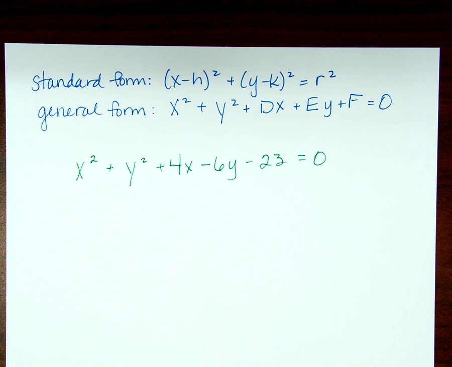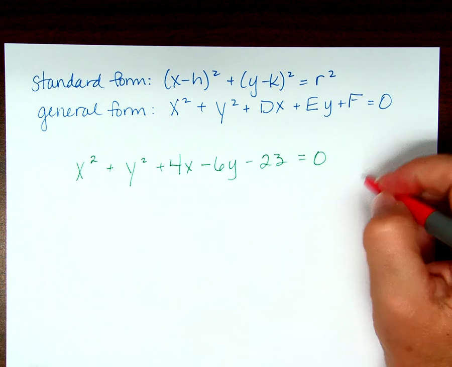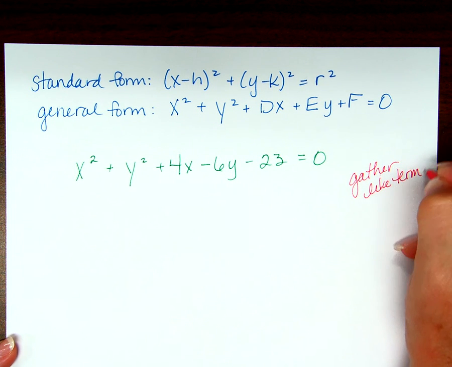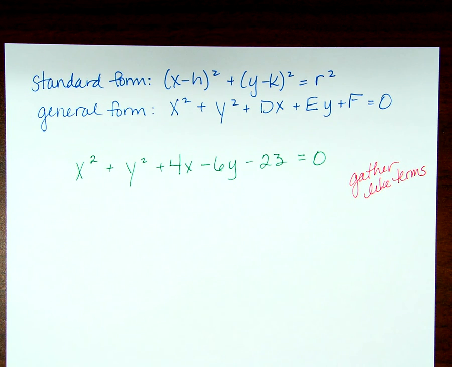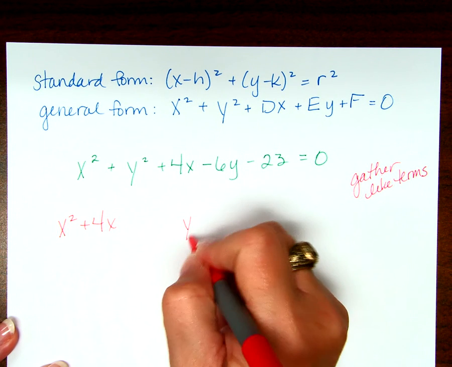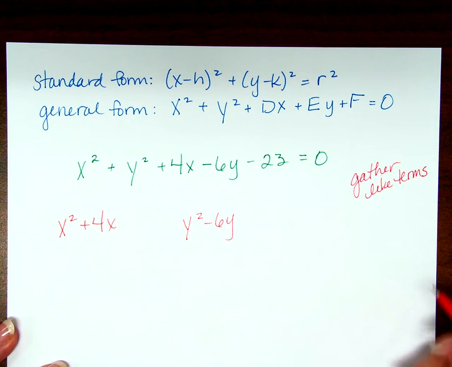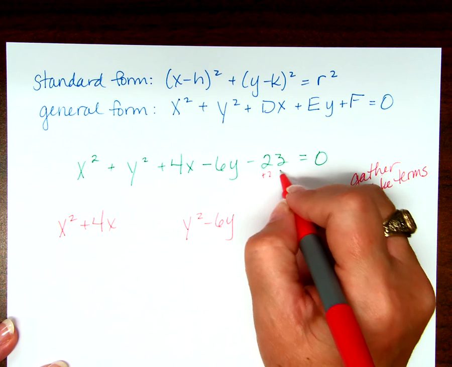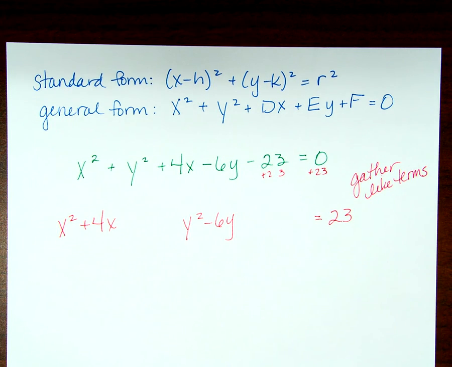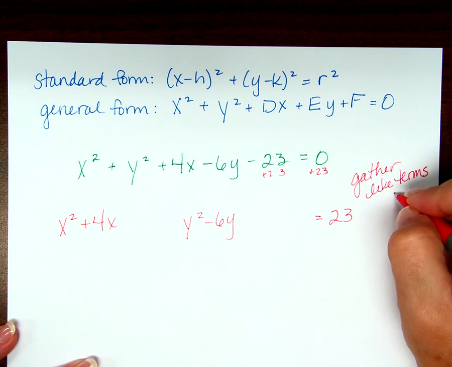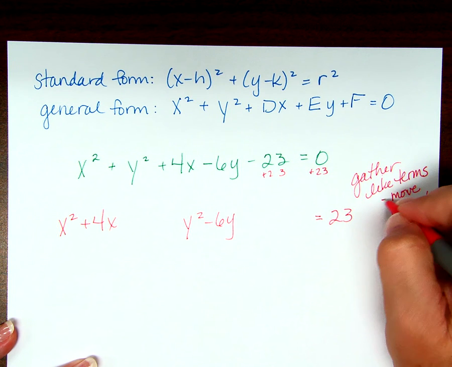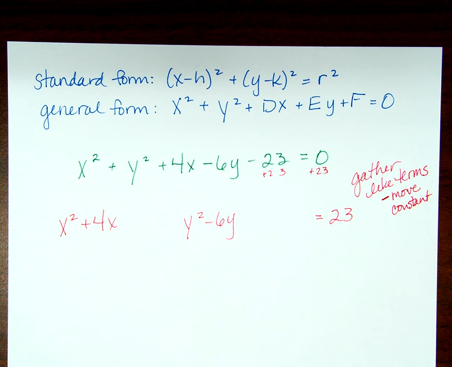So the first thing I want to do is gather my like terms. I want to write x² + 4x, and I want to write y² − 6y, and then I want to just get rid of the 23. Move it to the other side of the equation. So gather like terms and move the constant. You okay so far?